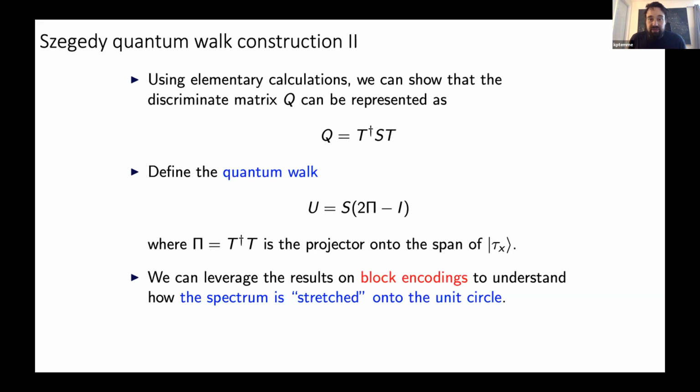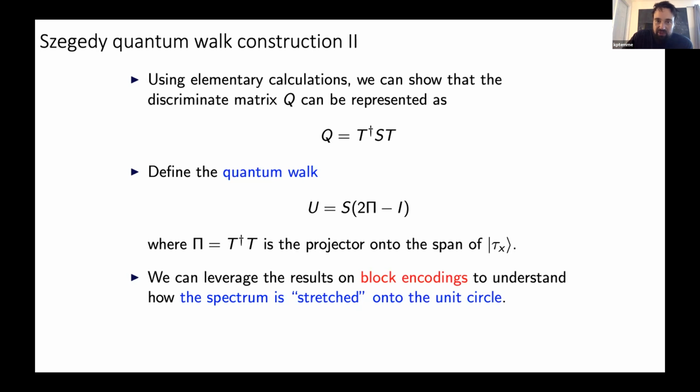And now that you have an isometry and a swap operator, you can construct two reflections. One reflection is the one that you had before, which is the swap operator. The second reflection is a reflection about that subspace that is encoded in terms of this isometry. If you multiply those two reflections, you end up getting a rotation, which is a unitary. And this is going to be exactly the Szegedy walk unitary that we want to implement on a quantum computer later.